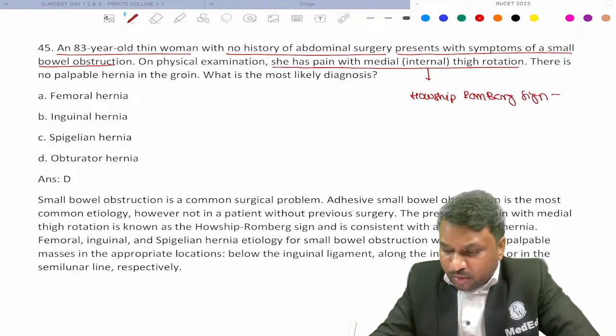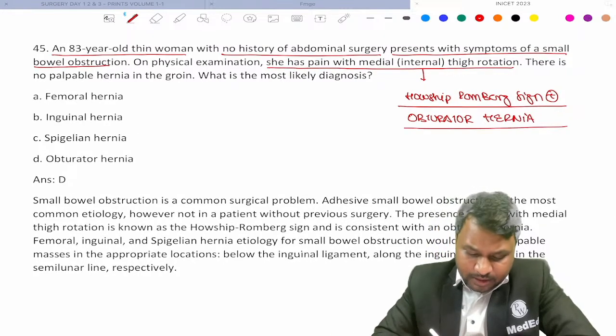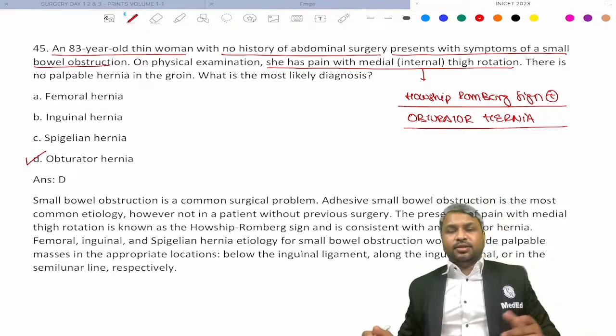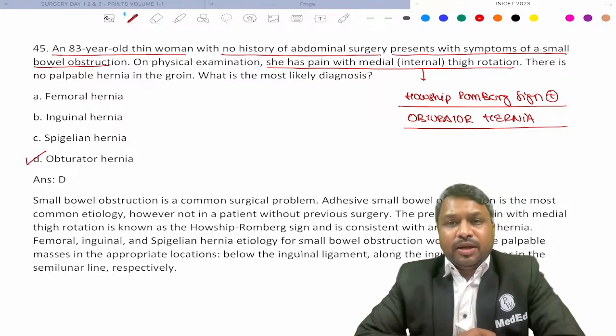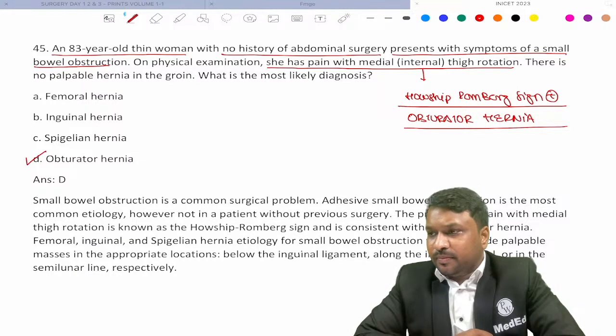Where do you see Howship-Romberg sign positive? It is seen in obturator hernia. So hence the answer here is going to be D for Delhi. As simple as that. So pain on medial rotation or the internal rotation of the thigh is called the Howship-Romberg sign, which is positive for obturator hernia.